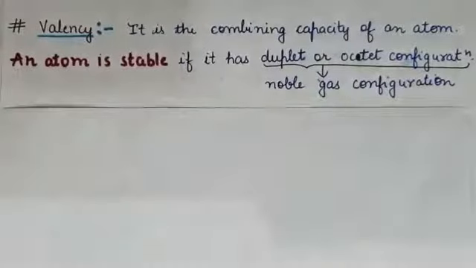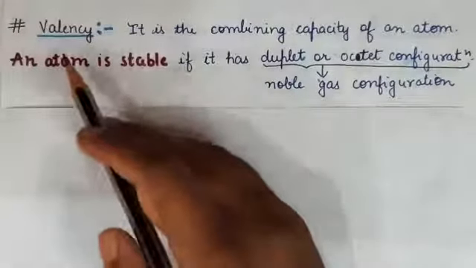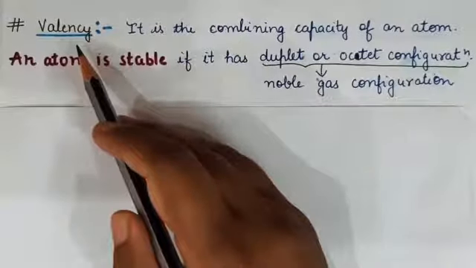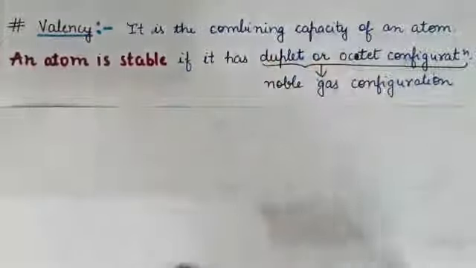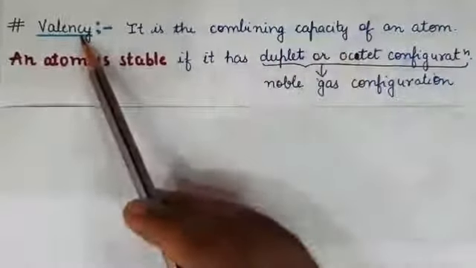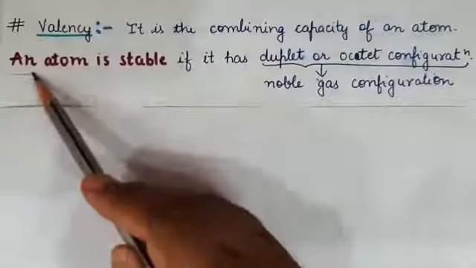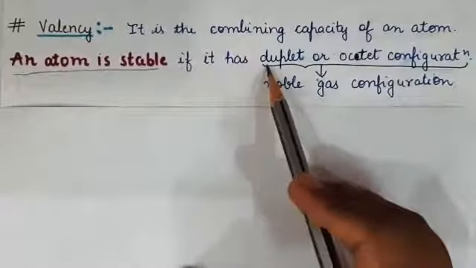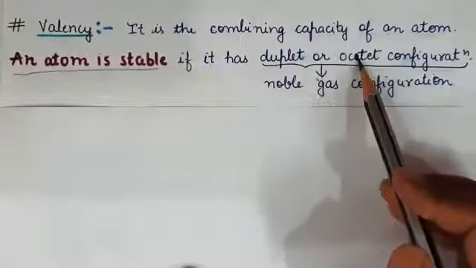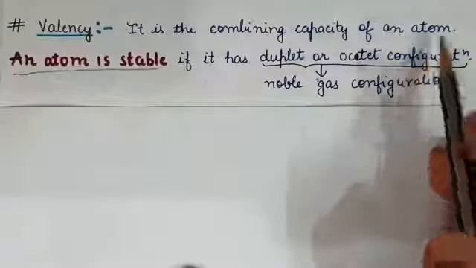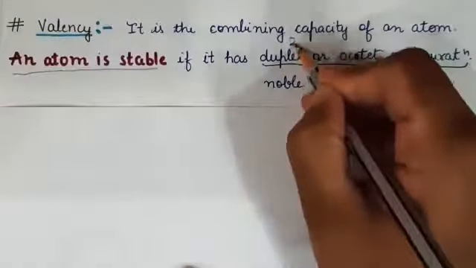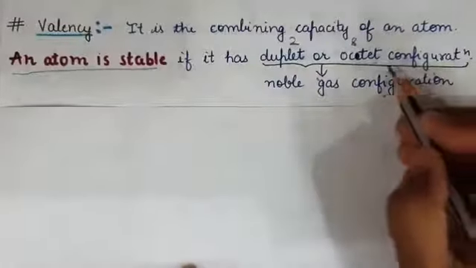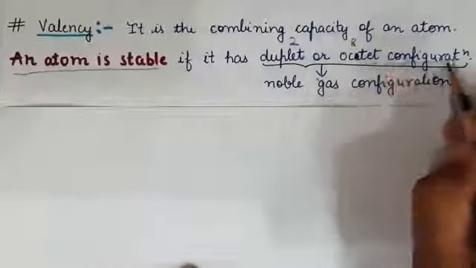Before taking examples, let us take another topic, that is valency. What is valency? You studied in the previous chapter also. It is the combining capacity of an atom. That is valency. And when is the atom stable? An atom is stable if it has doublet or octet configuration. Doublet means 2. Octet means 8. Configuration means filling of electrons.